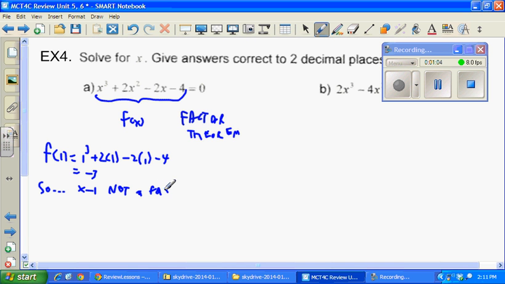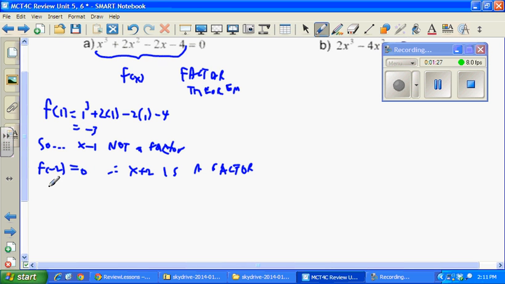And we keep trying, right? And eventually we'll find out that f at minus 2 works. So therefore, x plus 2 is a factor. Well, great. How do we find the other factors? Long division, right?